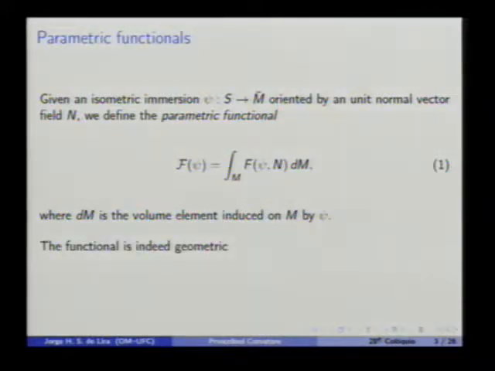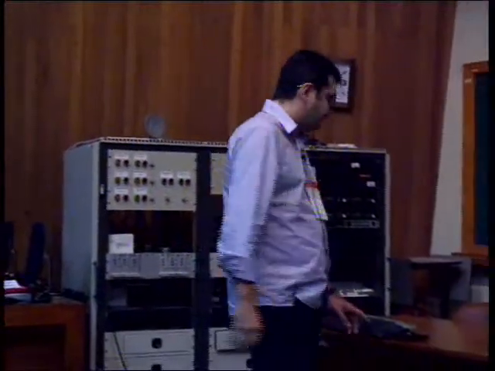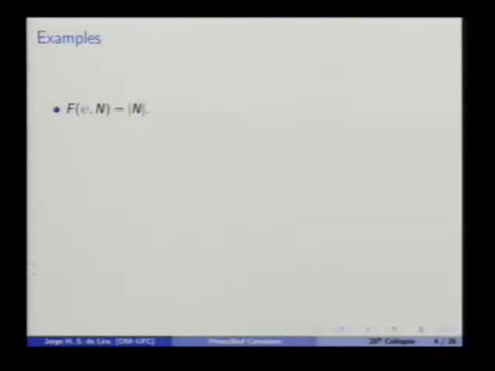This is a geometric functional because f is homogeneous, so if you parameterize the hypersurface, you give the same number at the end. So this is a geometric functional. And the condition of convexity implies that the Euler-Lagrange equation is elliptic. This functional generalizes the notion of area. If you consider this particular choice of f, you have the area of the hypersurface, the volume of the hypersurface.